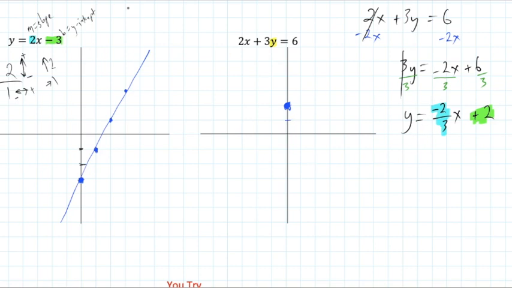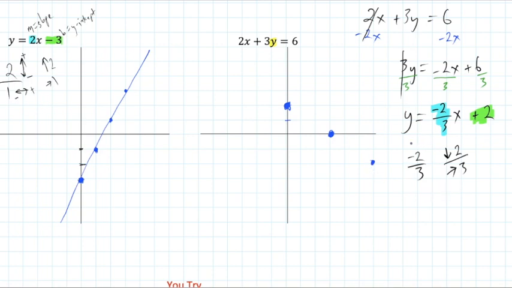So looking at my slope, we have negative 2 over 3. I have a negative 2, so that's telling me I'm going to go down 2. And then the 3 is positive, so it's saying I'm going to go right 3. So from this point, I'm going to go down 2 and right 3. So down 2, right 3. So here is my next point. I can do it again. I can go down 2, right 3.